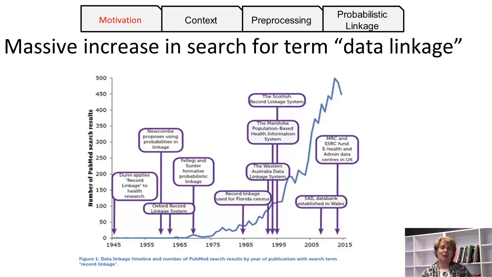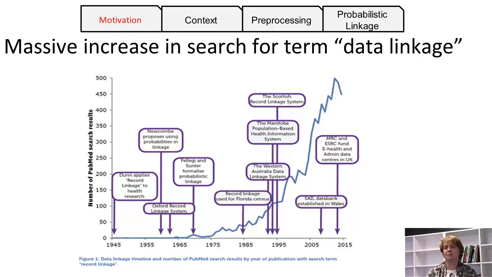And this slide is really interesting because what it shows is that in the 1960s and 1970s, people were really initially starting to think about record linkage. We'll be talking later on about the Fellegi-Sunter approach. So in those days, there was some interest in how you combine data sets from different sources. But if you take a look since 2005, the interest in record linkage has soared.